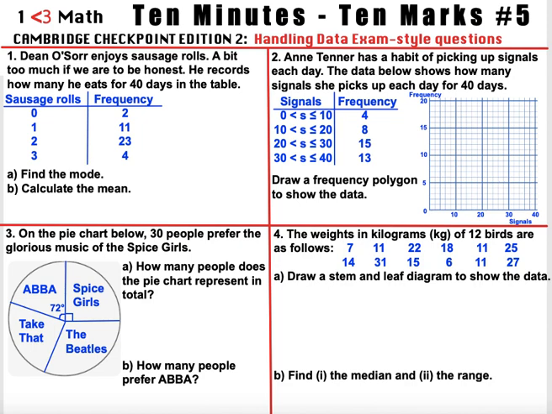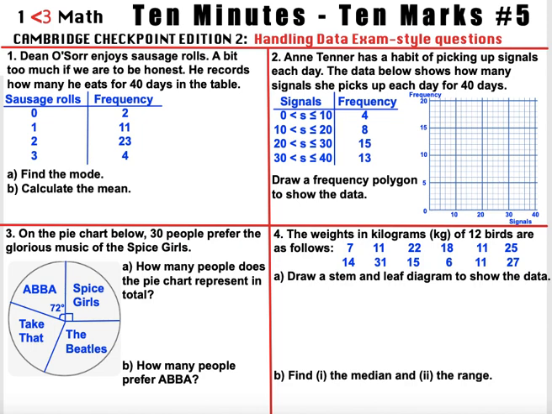So, question 1. Dino enjoys sausage rolls a bit too much if we are to be honest. He records how many he eats for 40 days in the table. We've got a data table there. Dino obviously eats either 0, 1, 2 or 3 sausage rolls, and the frequencies, the days on which he eats this number, are recorded. For example, there were 23 days where he ate 2 sausage rolls on each of those days.